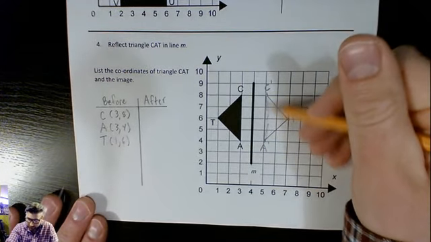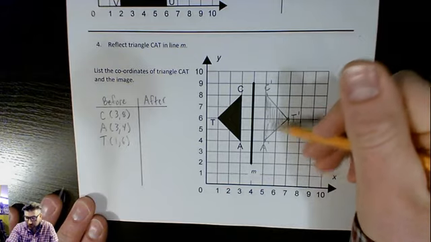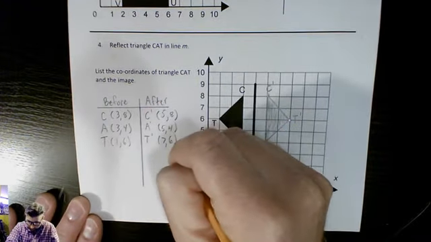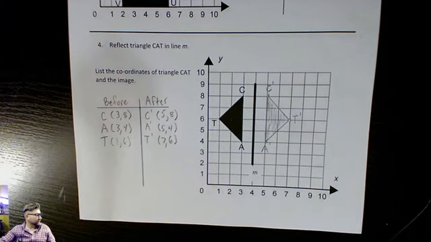And then, of course, take your time to shade this in nicely. Okay, and I'm going to put C. And then I can check my answer key, which I will do right away.